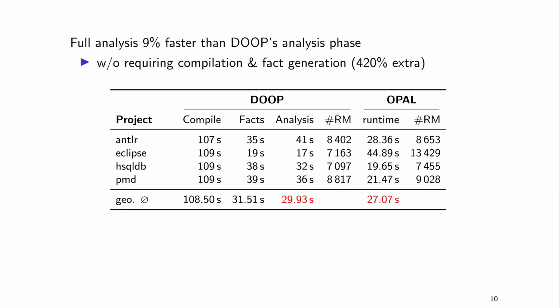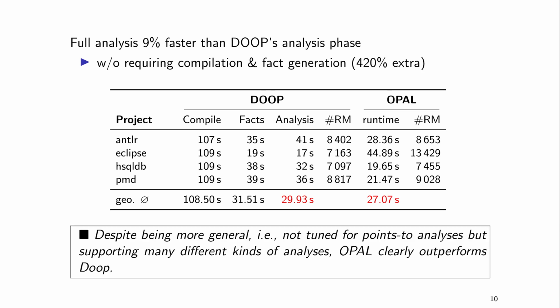But how does it perform? We compared our context-insensitive points-to analysis to DUPE, the state-of-the-art in declarative points-to analysis. Our implementation is 9% faster than DUPE's analysis phase, and DUPE additionally requires compilation and fact generation phases that have significantly more computation time. And this result is with our implementation having to analyze almost twice as many methods for the Eclipse project, as our reflection handling uses a more sound approach. So, despite being more general, OPAL supports implementing points-to analyses that clearly outperform DUPE.